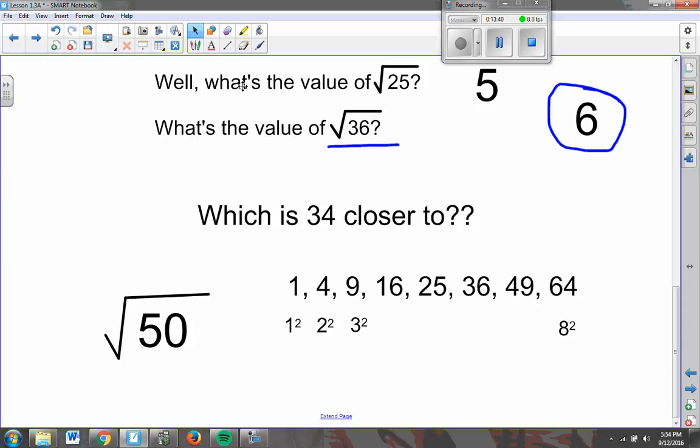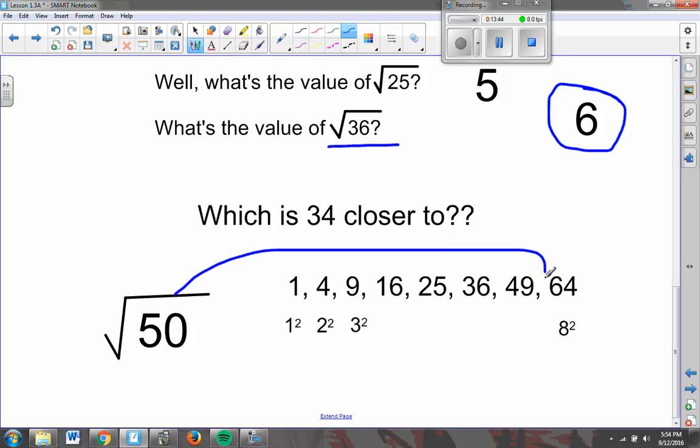Now the square root of 50 lies in between 49 and 64. 49 is 7 squared, it's 7 times 7, so the square root of 49 is 7. And the square root of 64 is 8. So we know that the square root of 50 must be somewhere between 7 and 8, because those are my square root numbers from the perfect squares close to 50.